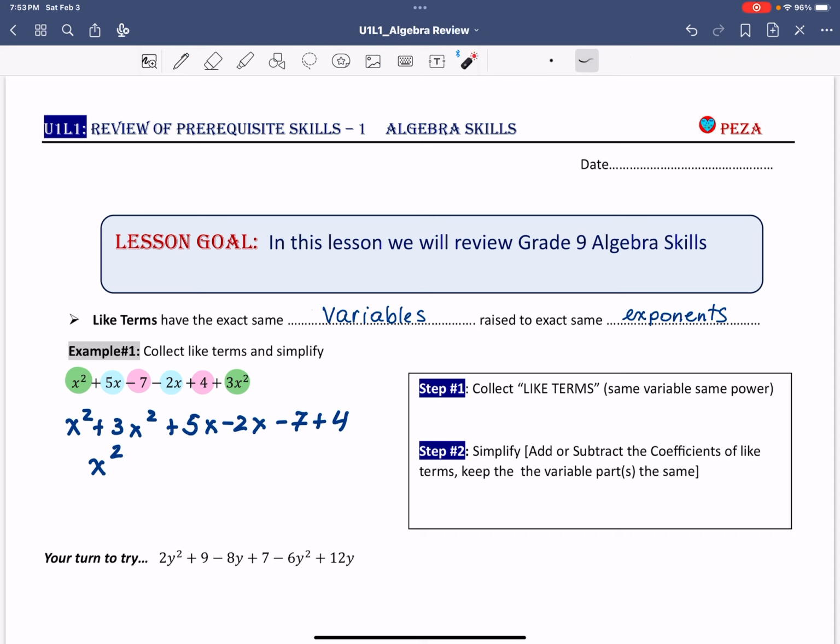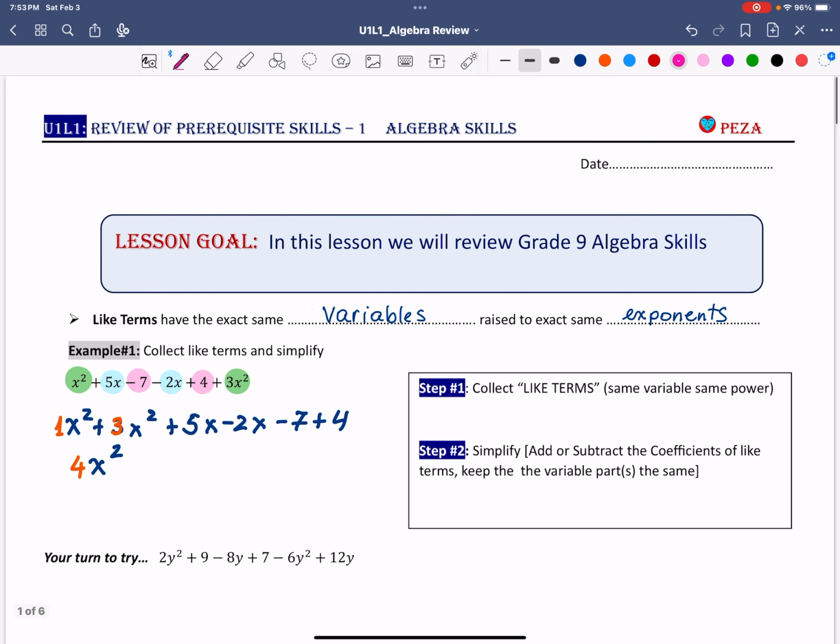Whenever you don't see a number before x squared, it means that the coefficient of it is 1. If it makes it easier for you, then you can write a fake 1 in here, and now you know that we're adding numbers 1 and 3. So we have 1x squared and 3x squared that together will make 4x squared.